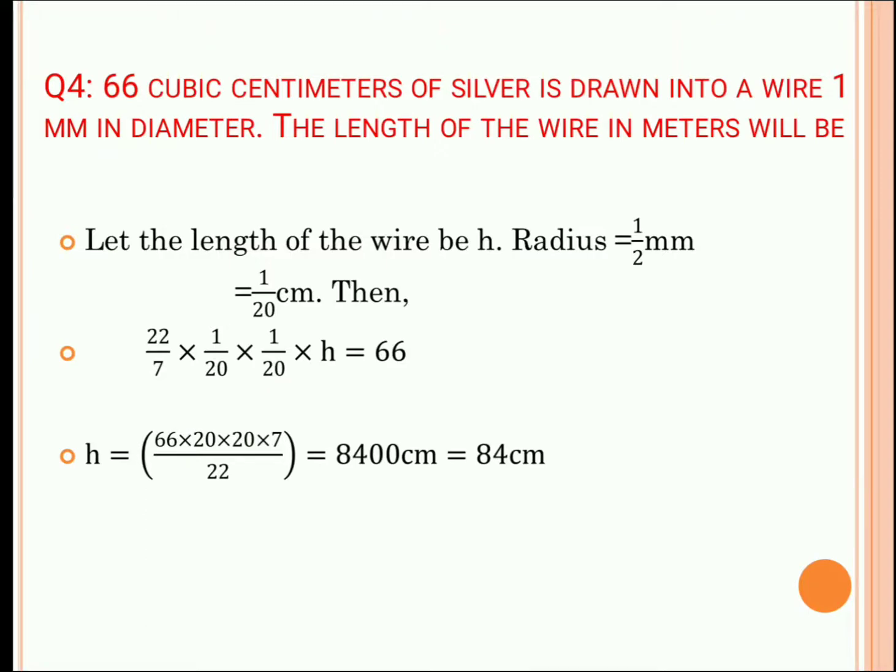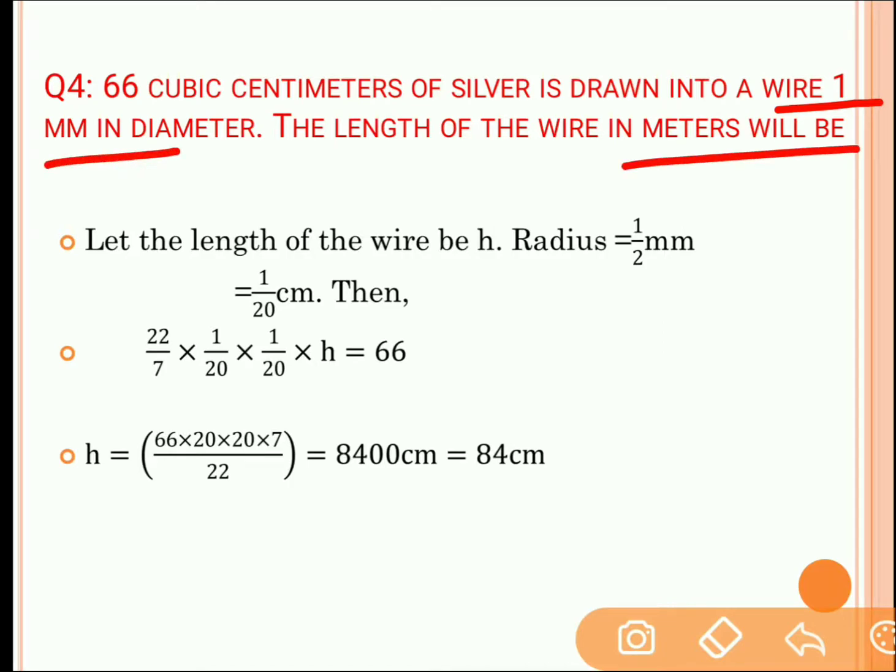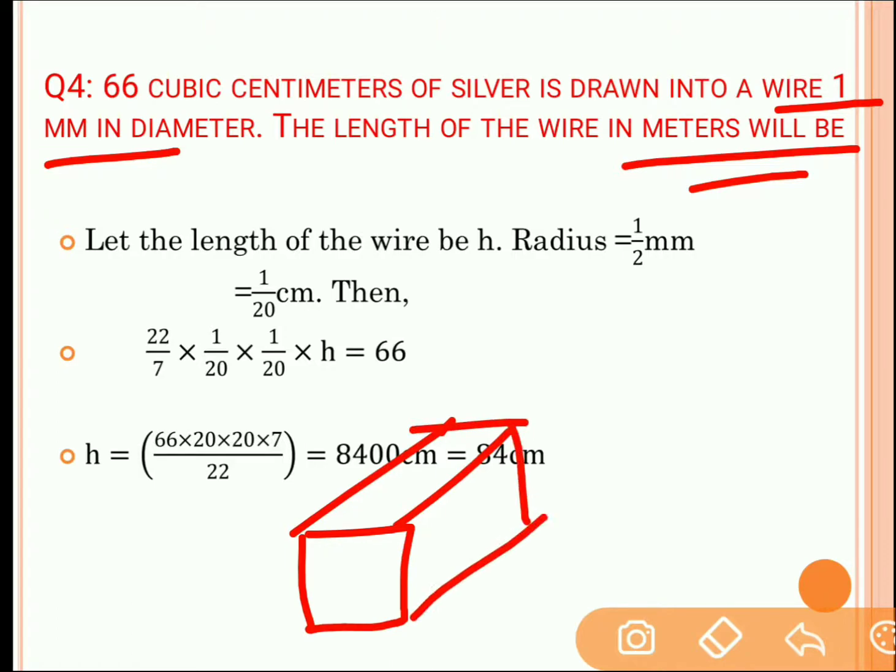Next problem, question number 4. 66 cubic centimeter of silver is drawn into a wire of 1 mm in diameter. The length of the wire in meters will be? Now in this case, 66 cubic centimeter of silver is there and it is melted and drawn into a wire of 1 mm in diameter.